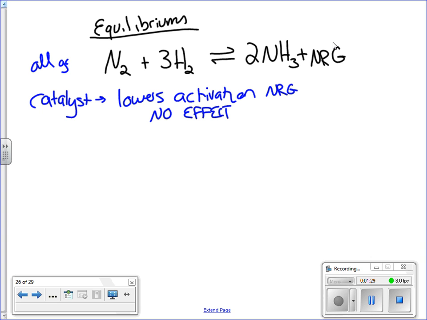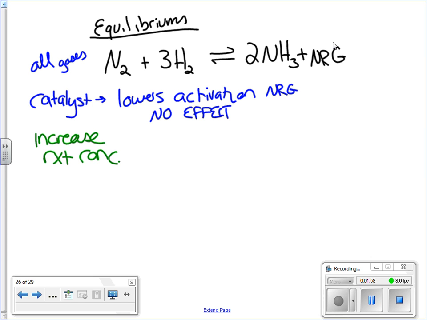Let's say all of these are gases as well. Okay, so catalyst has no effect. Increasing a reactant. If I increase the concentration of the reactant, it's going to shift to the opposite side. So if I add more raw materials, I can produce more product. That should make sense to you.